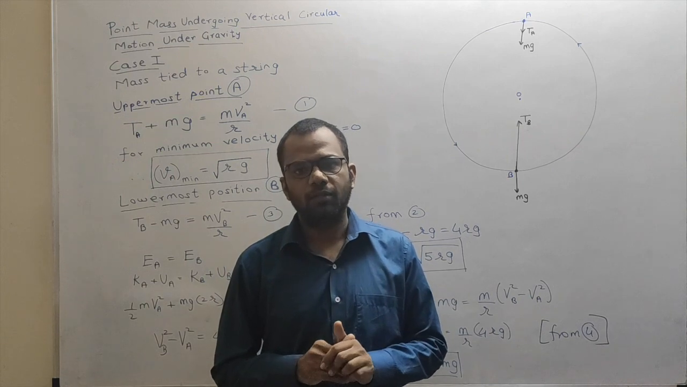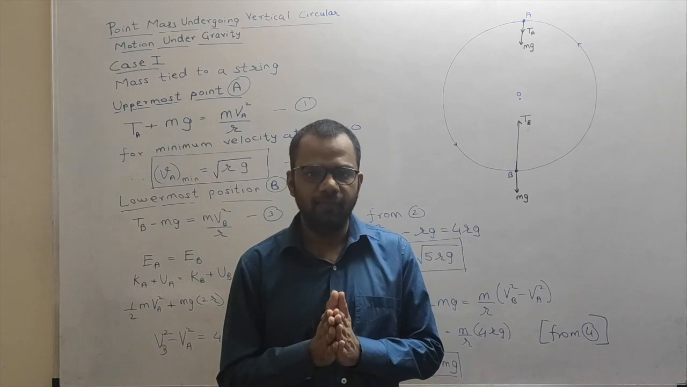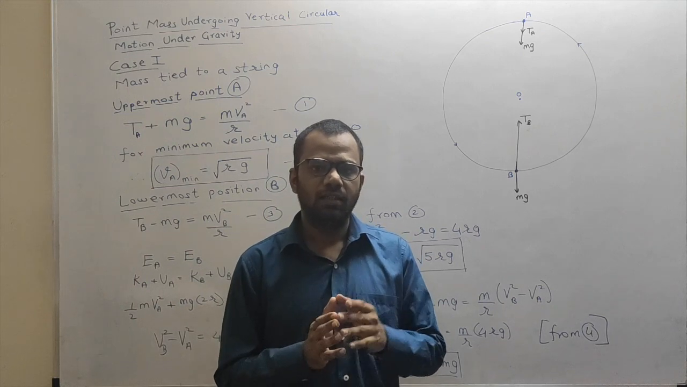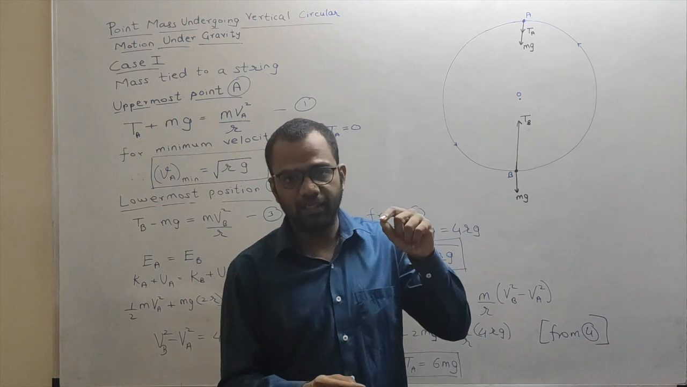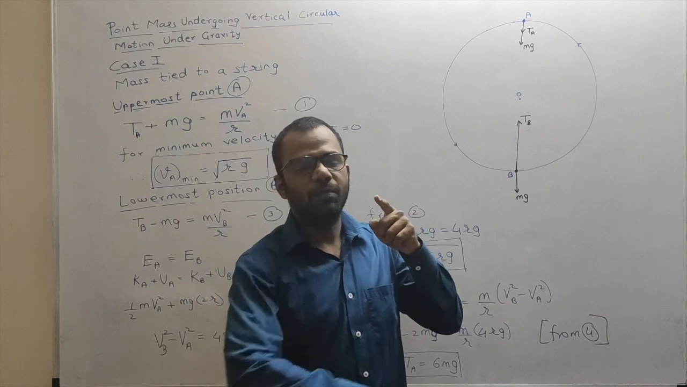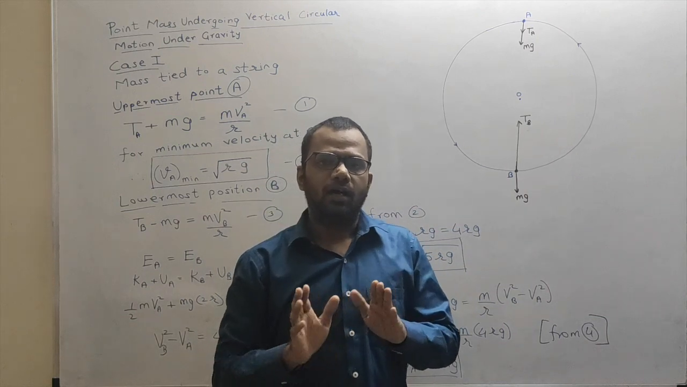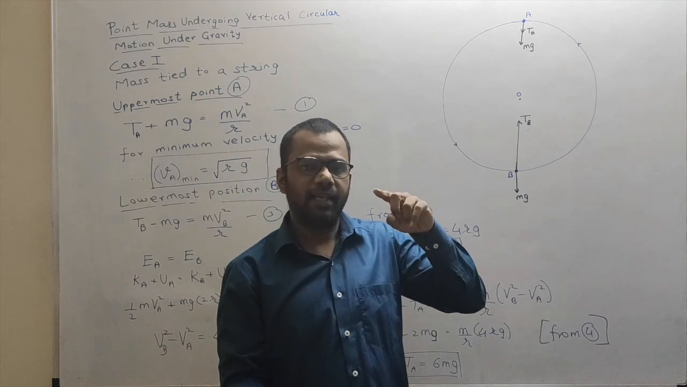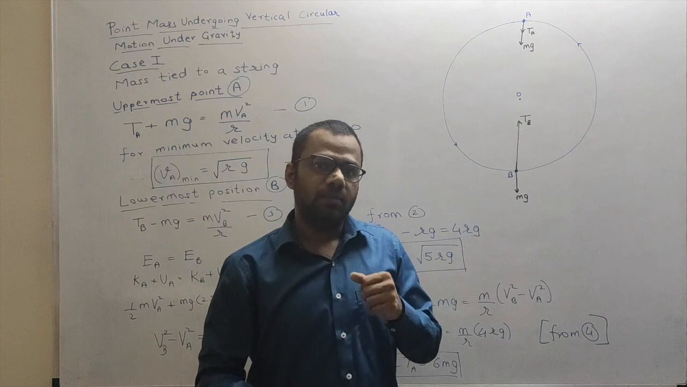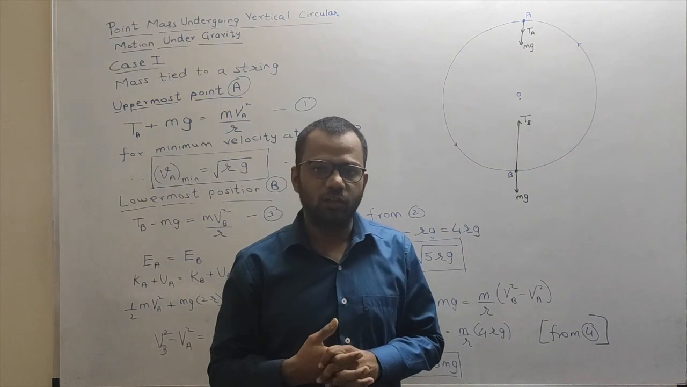Today we'll talk about vertical circular motion. Over here we'll consider two cases. In the first case, we'll consider that the bob or the particle is attached to a string, and then the bob is whirled in a vertical circular motion. In the second case, we'll consider that the particle or the bob is attached at the end of a rigid rod, and then we'll talk about its vertical circular motion.